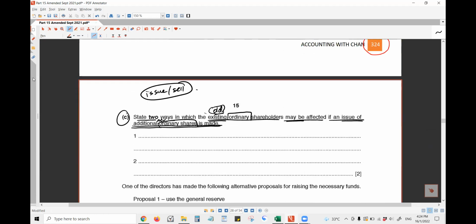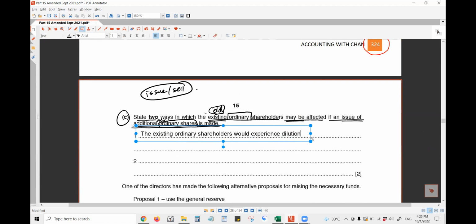Okay, so let's write. First one, you write what I mentioned just now, dilution of ownership. The existing... that's it. Don't have to explain further.